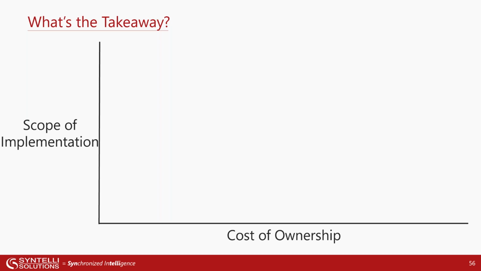The vertical scale here is scope of implementation, meaning how difficult is the problem? How long does it take to solve? How much power do we need? And then the horizontal scale here is the cost of ownership. How much is it going to cost me to get this solution?